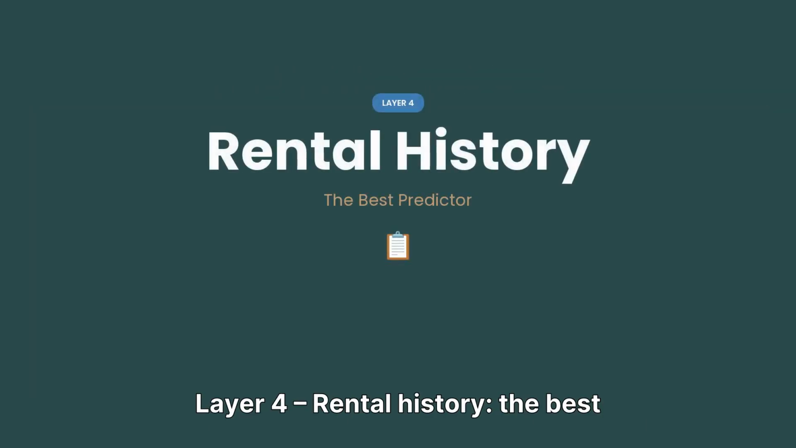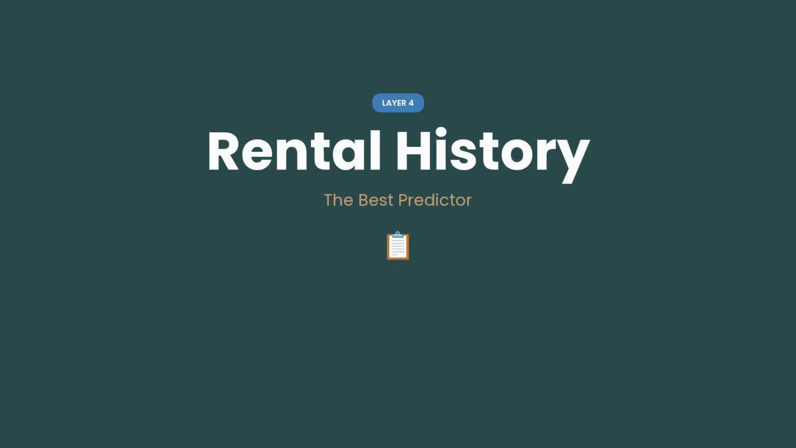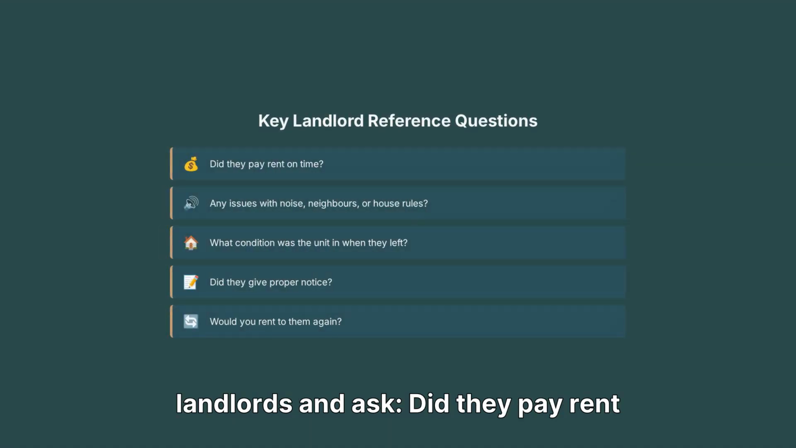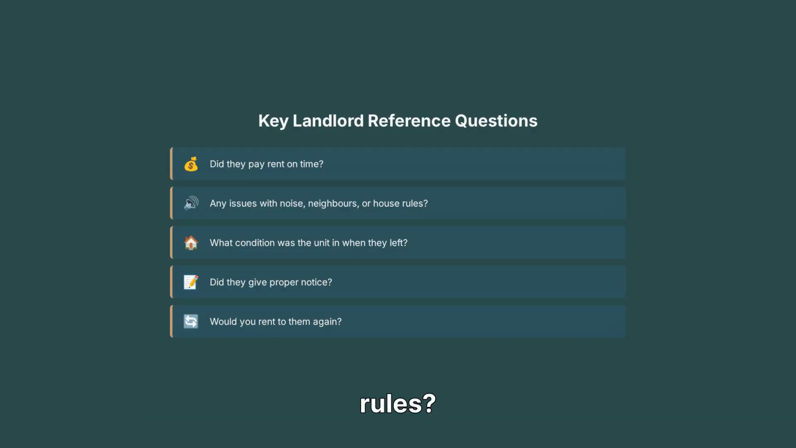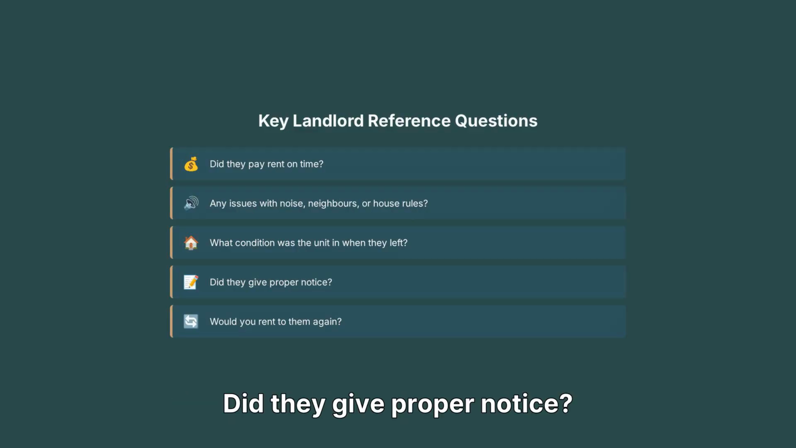Layer 4, rental history, the best predictor. Finally, and often most important, is rental history. You contact the last 1 or 2 landlords and ask, did they pay rent on time? Any issues with noise, neighbors, or house rules? What condition was the unit in when they left? Did they give proper notice? Would you rent to them again?